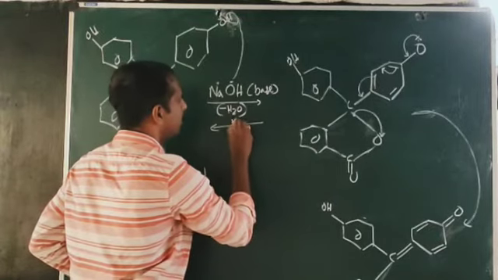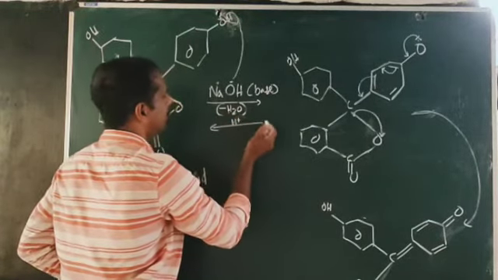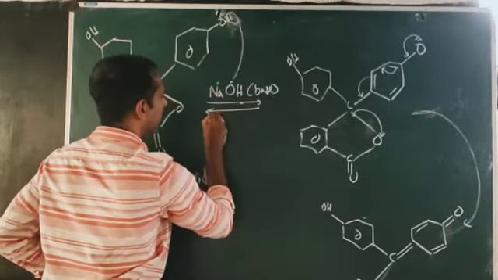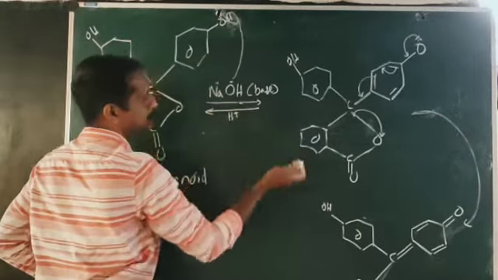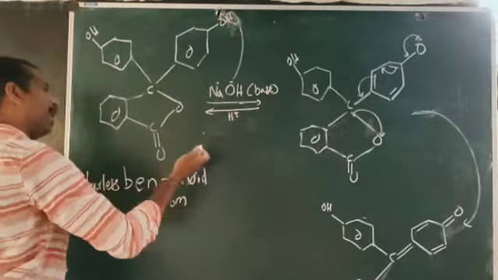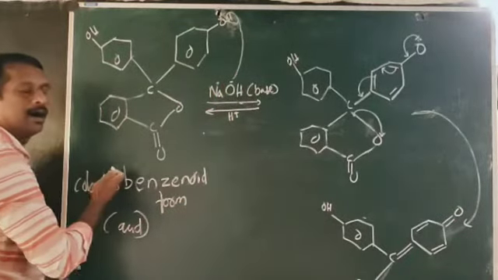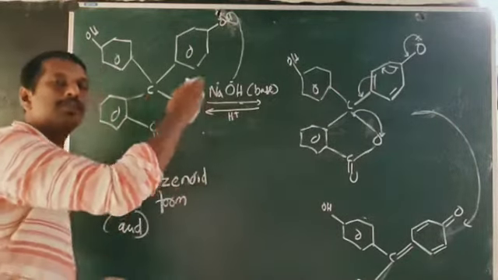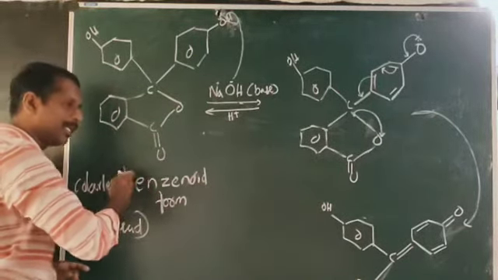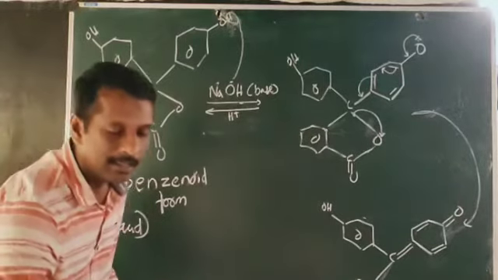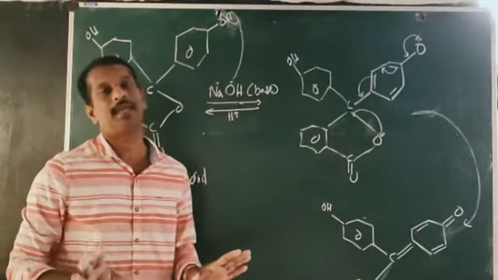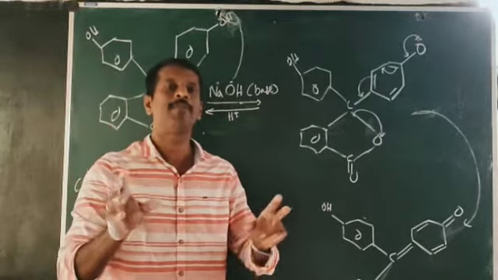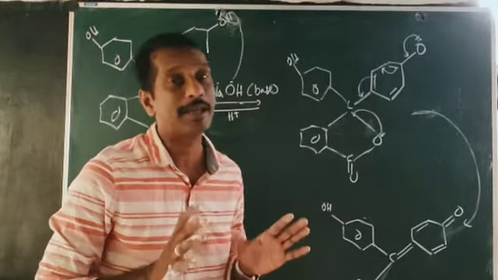That means when you add acid, what will happen? H plus, what will happen? The reverse reaction. That means here you can write, okay, this is H plus. When you add H plus, what will happen? The reverse reaction will occur, and it will change back to the acidic form. When you add acid, finally the solution will change into acidic medium. When the solution is in acidic medium, the color will become colorless. Pink color will disappear. This is the reason how phenolphthalein is showing a color change while we are doing acid-base titration.